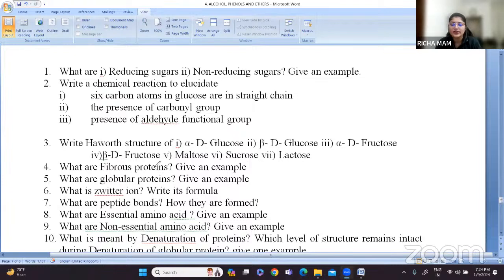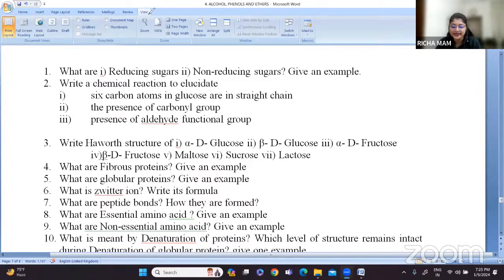Hemoglobin. Fine, good. Yes, hemoglobin is an example. So, the proteins which are having spherical structure, they are called as globular proteins.